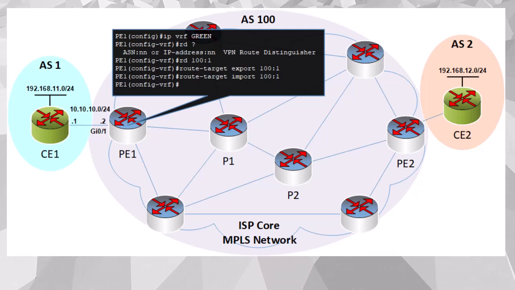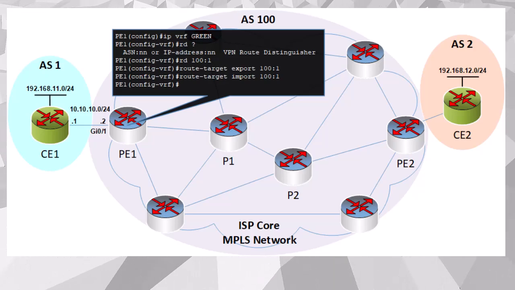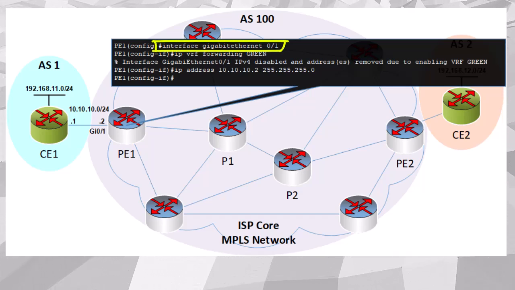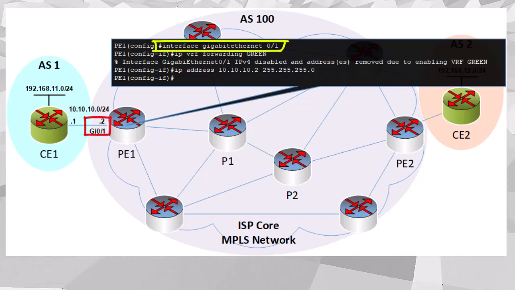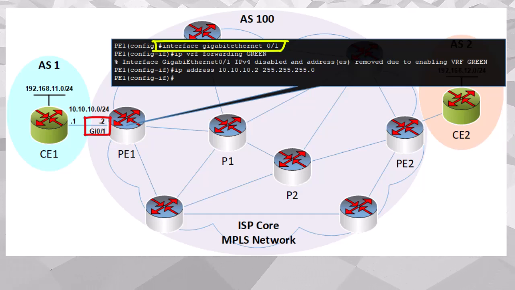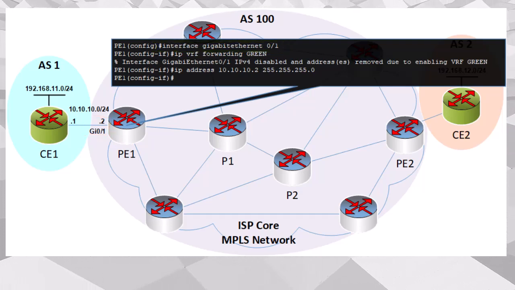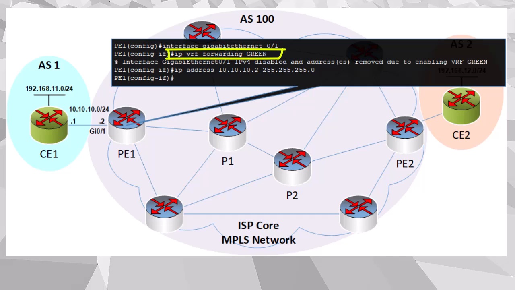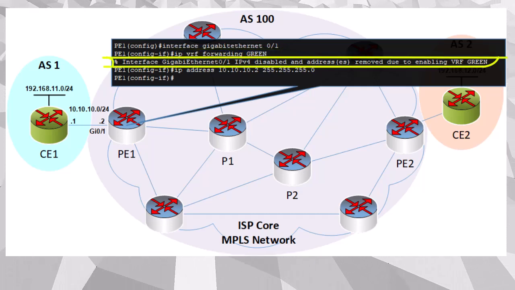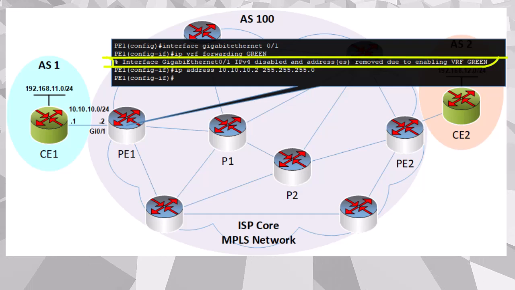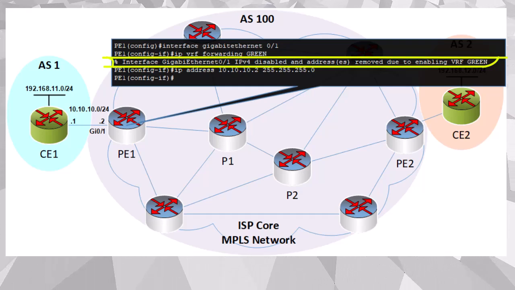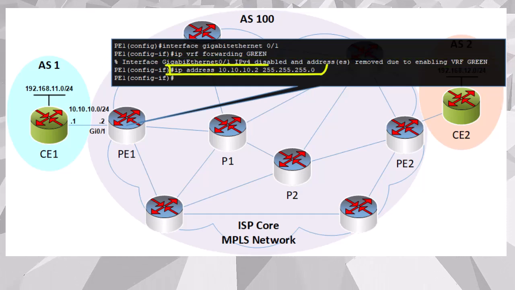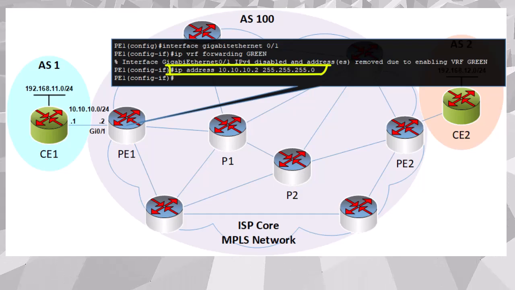Next, we have to associate the customer's interface with this VRF. We do so by going into the configuration mode of our gigabit 0/1 interface, which is the customer-facing interface on our PE, and we assign our VRF there like so. Now when we do this, we get a syslog message telling us that the IP address we had originally configured on the interface has been removed. This is normal behavior when you assign a VRF to an interface that already has an IP address. So we have to configure it again. And that's it for PE1.